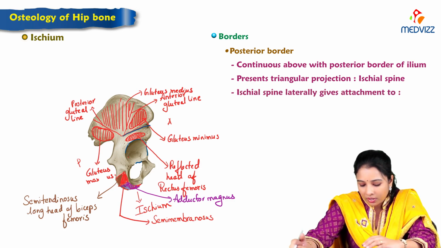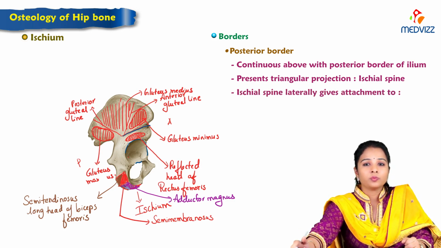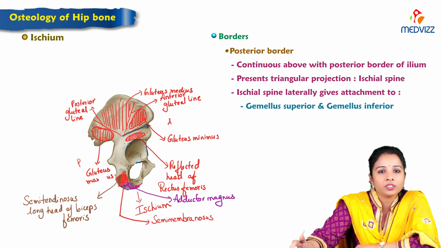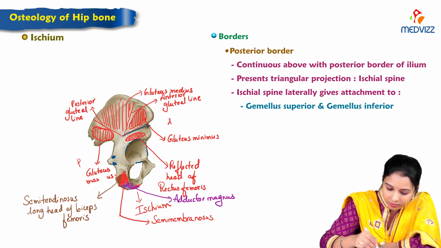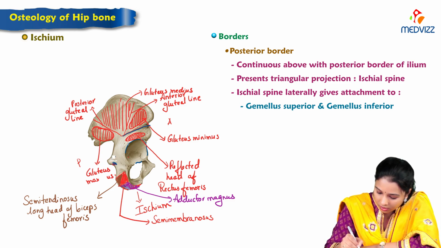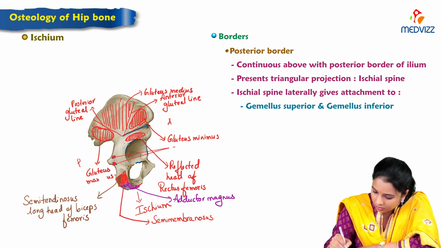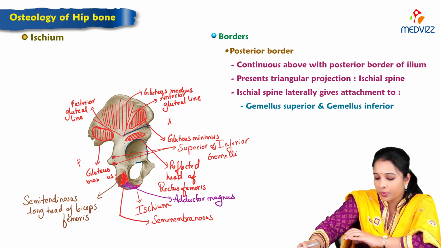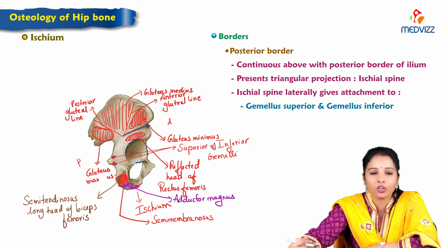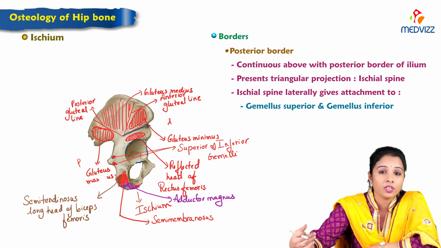The ischial spine on the lateral side gives attachment to the gemelli muscles, that is the superior gemellus and inferior gemellus. Above it here is the superior gemellus, and the lower part gives attachment to the inferior gemellus muscle. So superior and inferior gemelli correspondingly get origin from above and below the ischial spine.